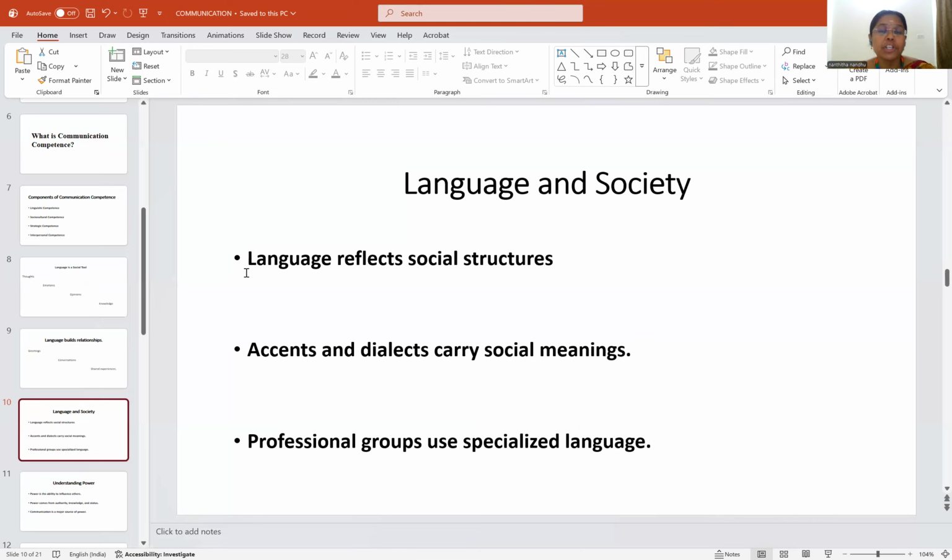Next, professional groups always use specialized language. Say, for example, doctors, engineers, lawyers, and academicians use technical terminologies that reflect professional identities and expertise.